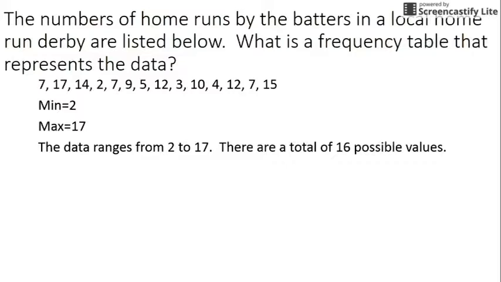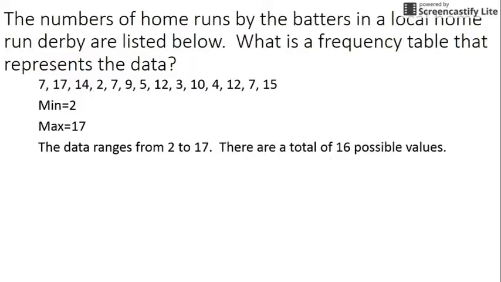Now, notice this next statement. It's kind of weird. It's saying that there are a total of 16 possible values between 2 and 17. Normally we'd be inclined to say, no, from 2 to 17, that's 15. All we're doing right here is talking about the total quantity of numbers that exist.